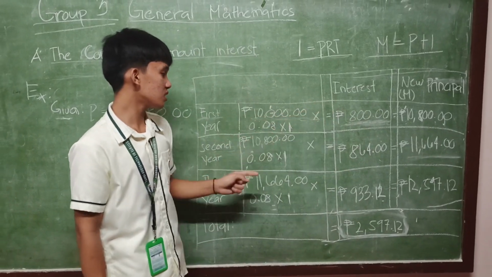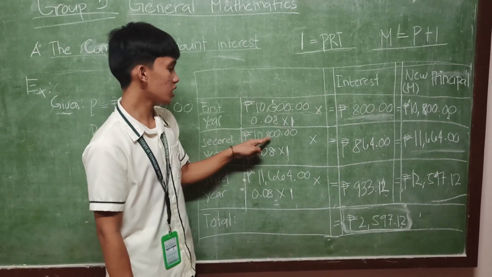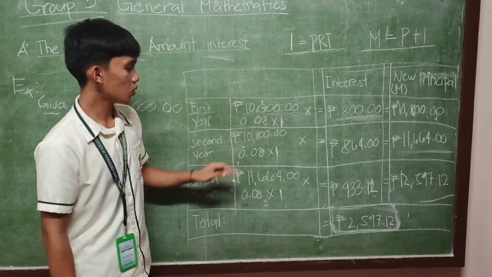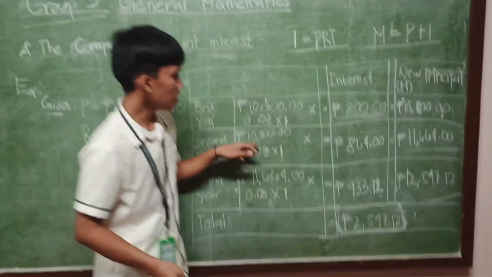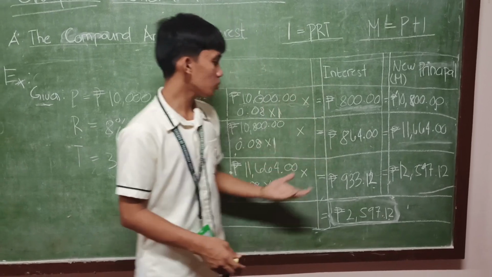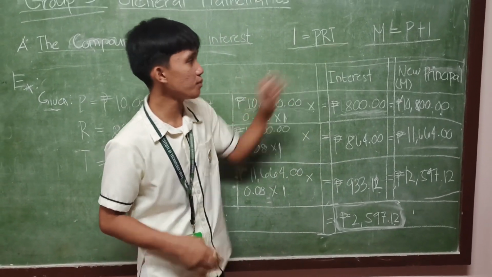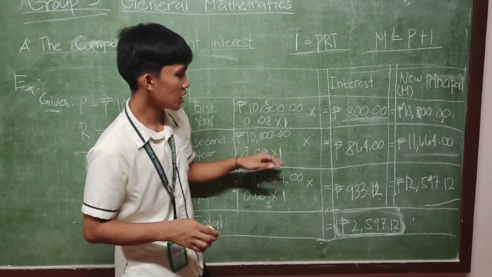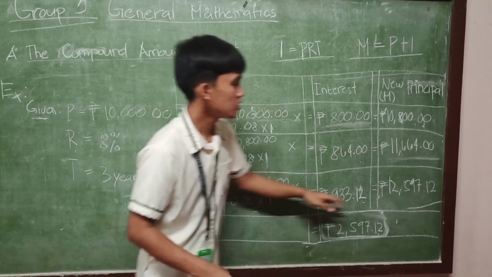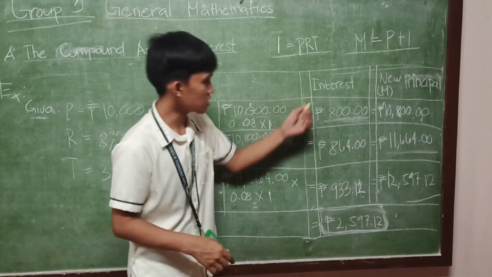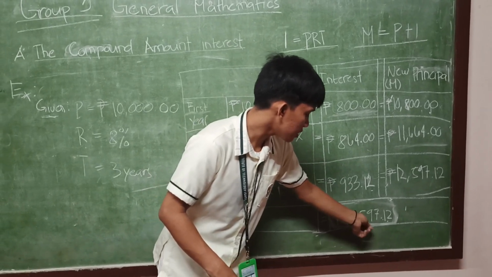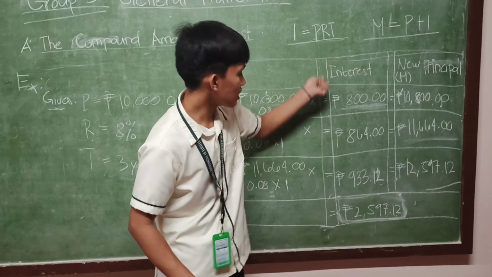Yun na yung gagamitin natin sa second year. Yun na yung isa-substitute natin dito para sa P na gagamitin sa interest. So, same process lang: i-substitute, simplify, then answer interest. Then, pagkatapos, gagamitin na yung formula na M is equal to P plus I, which is ang answer naman is 11,664. Same process lang din yung gagawin mo. Pagkatapos, ito total mo yung interest, lahat ng interest, which is ang answer is 2,527.12. Yan lahat ng total ng interest.